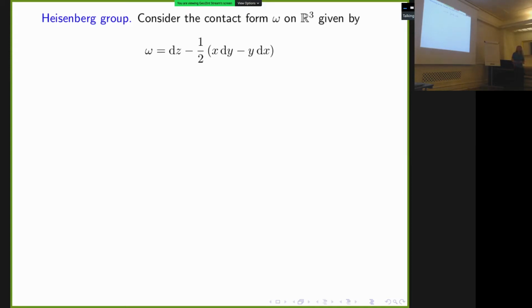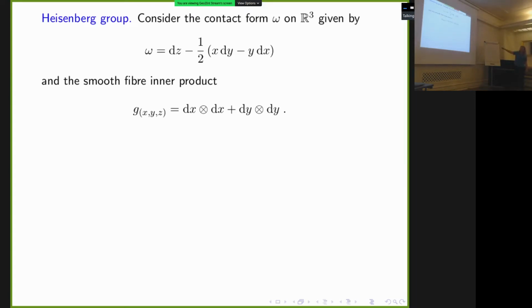And you can check that it satisfies this non-degeneracy condition. And then your contact distribution is given by the kernel of this one-form. The smooth fiber inner product on the induced contact distribution is of this form, so you don't have a Z component appearing in here.